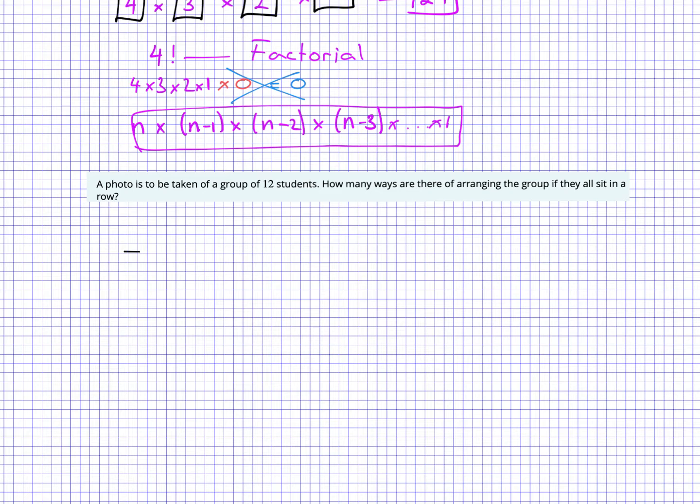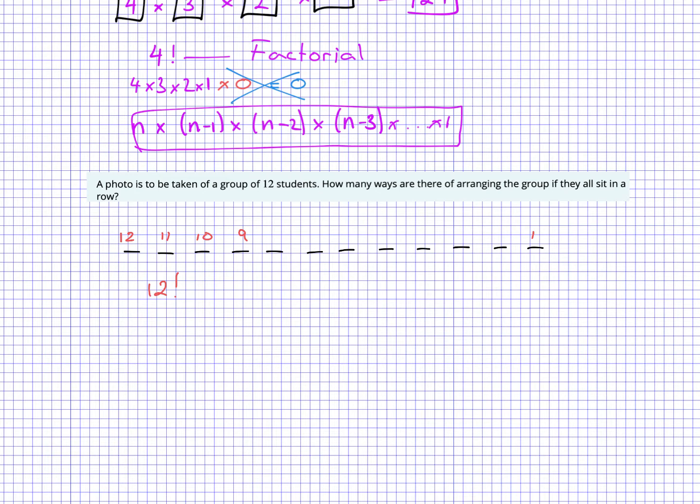So again, we have 12 slots. I have a choice of 12 students for the first one, 11 students for the second one, 10 students, and so on down to 1. So I can write it as 12 factorial.